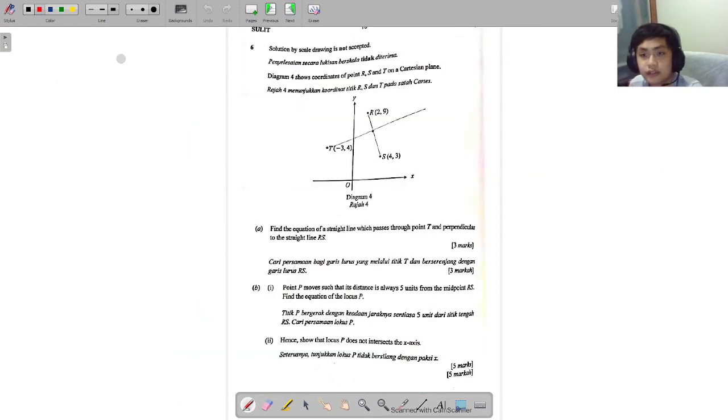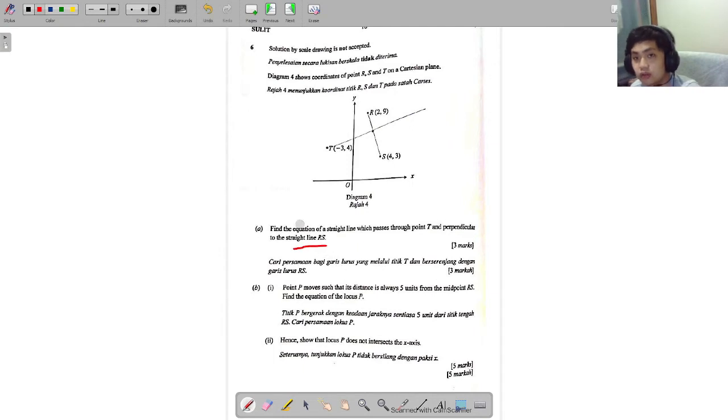Right, so 6a, solution skill drawing is not accepted. I feel like he might have drawn on this. Yeah, someone might have drawn on this paper. I don't think the line is given so obvious here. So find the equation of a straight line which passes through point T and perpendicular to the line RS.